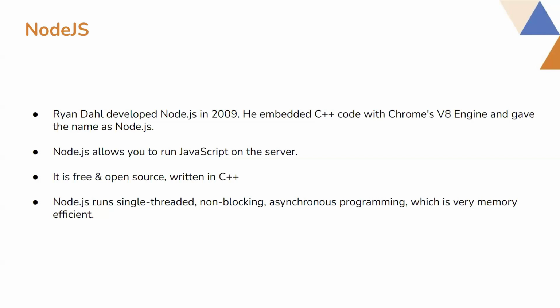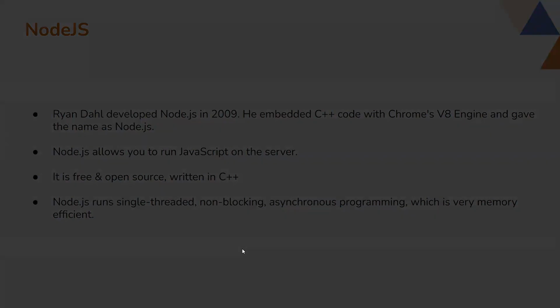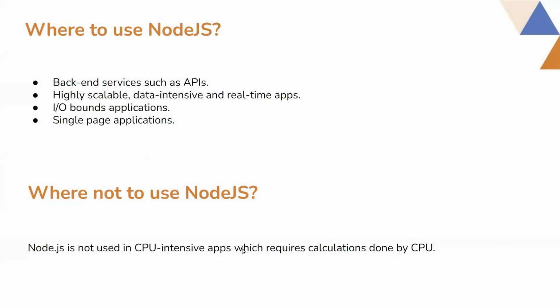So Node.js isn't just about running JavaScript on the server. It's about efficiency, speed, and being an open playground for developers to create some truly remarkable stuff. So let's see the best cases for when we use Node.js and when we don't. When it comes to backend services and APIs, Node.js is rocking. Building backend services and APIs is very easy with Node.js.